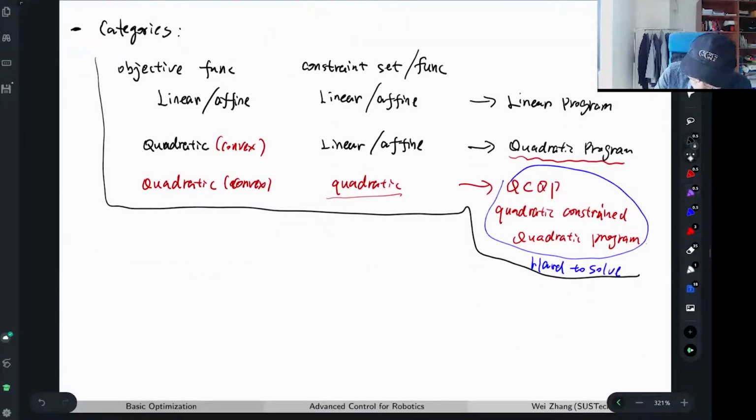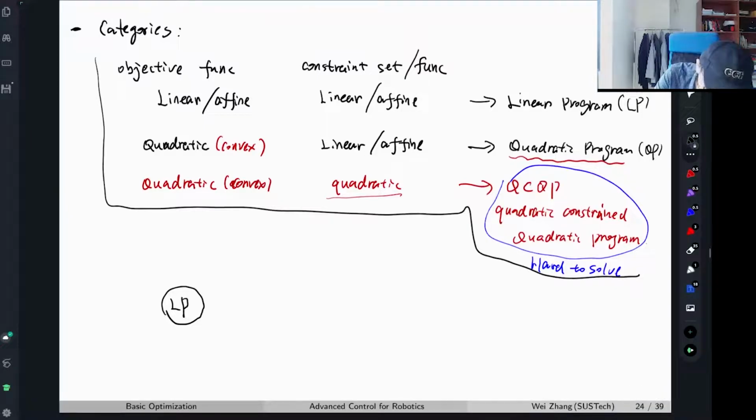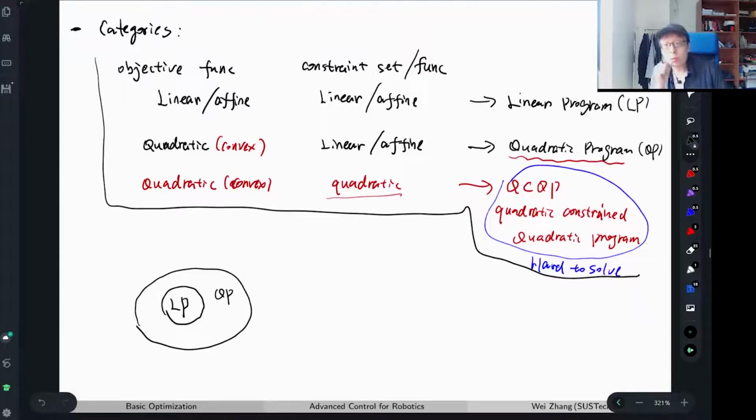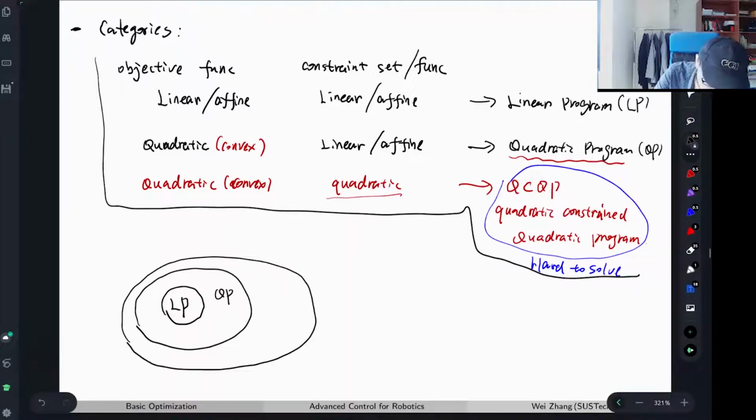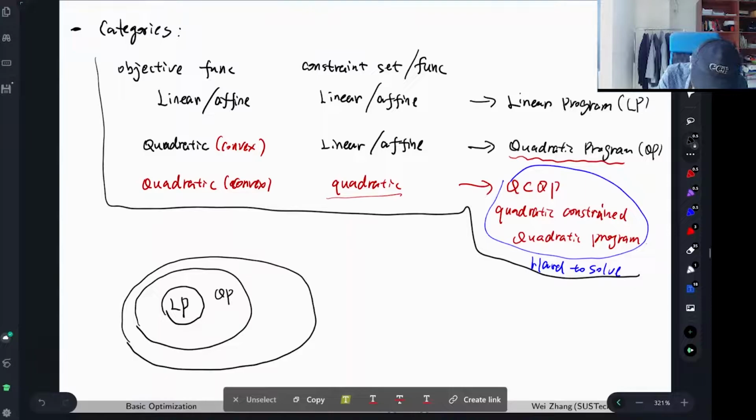With that, we can draw a little figure. Let's say this is my LP, linear program. This is a QP, a very special case. Then a little bigger than that is the QP, and what we mean by QP is really convex QP with finite linear constraints. That's a little harder to solve than LP, but almost the same, though more general.